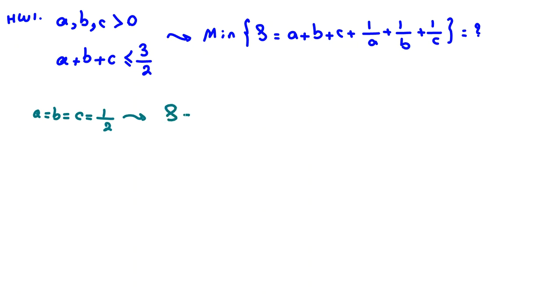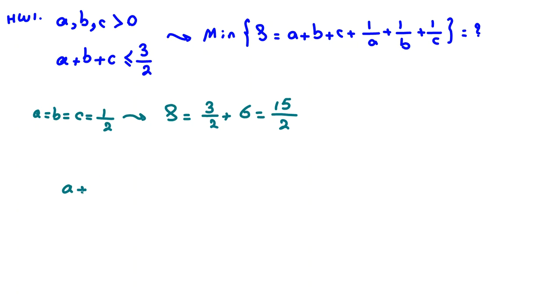So S will be equal to what? 1/2 plus 1/2 plus 1/2, 3/2, plus 1 over 1/2, 2 plus 2 plus 2, 6. So it will be 15 over 2. Okay, I want to say it is minimal. Now I want to use AM-GM for this inequality.